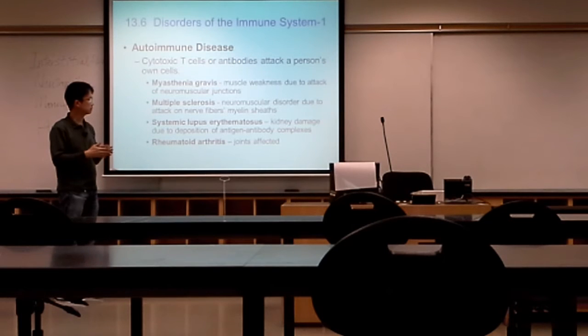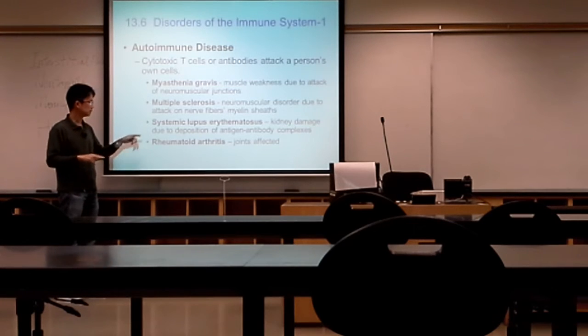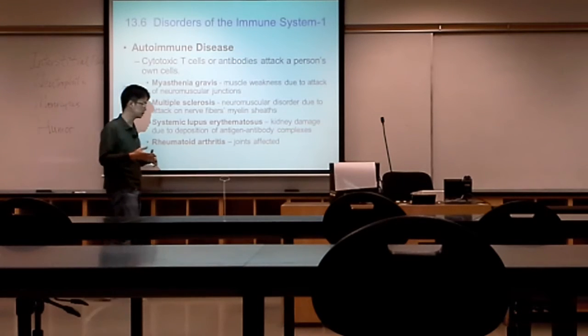And then we have multiple sclerosis. Multiple sclerosis is basically the immune system attacking the myelin sheath. Remember in the nervous system lecture, I told you that myelin sheath is basically formed by the glial cell. So the immune system attacks the glial cell that forms the myelin sheath. Systemic lupus erythematosus causes the immune system to attack the kidney. Rheumatoid arthritis, I told you that the immune system attacks the cartilage in the joint.